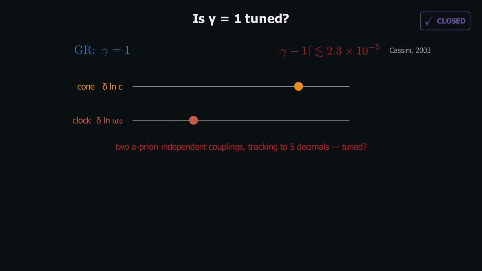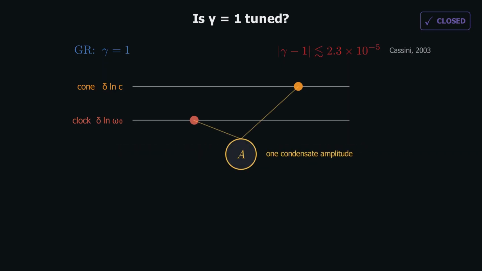So the 2 ACT channels must track each other to 5 decimal places, and the original calculation admitted, in its own words, no a priori reason why they should. A fine-tuning at the 10 to the minus 5 is a mortal wound. The repair is structural, not numerical. Both couplings are functionals of 1 condensate amplitude, and the same power of it.